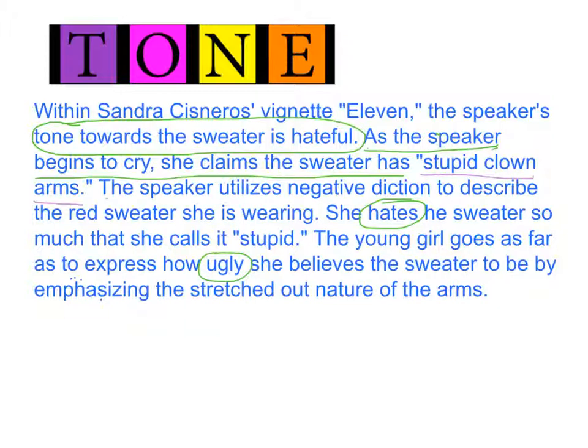The speaker utilizes negative diction, that is, negative word choices, to describe the red sweater she is wearing. She hates the sweater so much that she calls it "stupid." Notice I have placed the word stupid in quotation marks, as that is a word I have borrowed from the text. The young girl goes as far as to express how ugly she believes the sweater to be by emphasizing the stretched out nature of the arms.